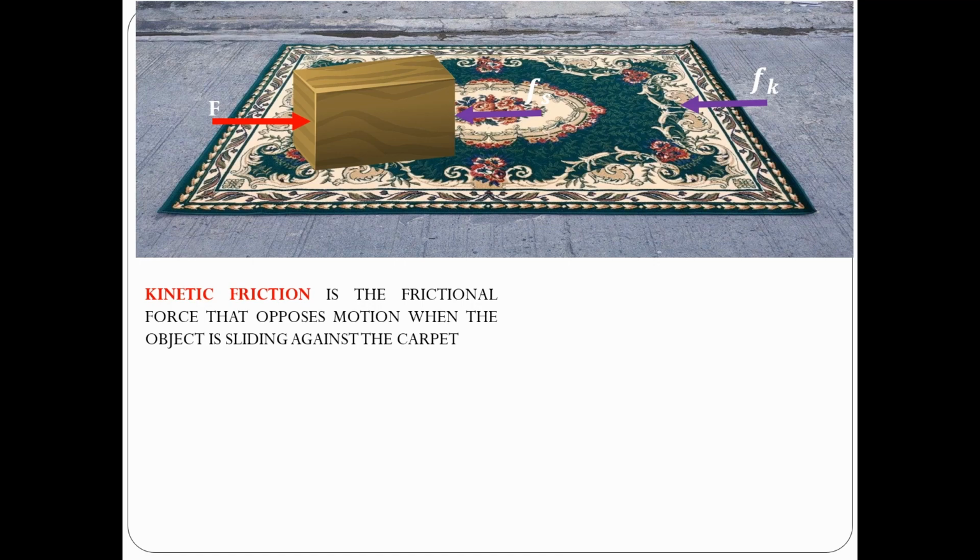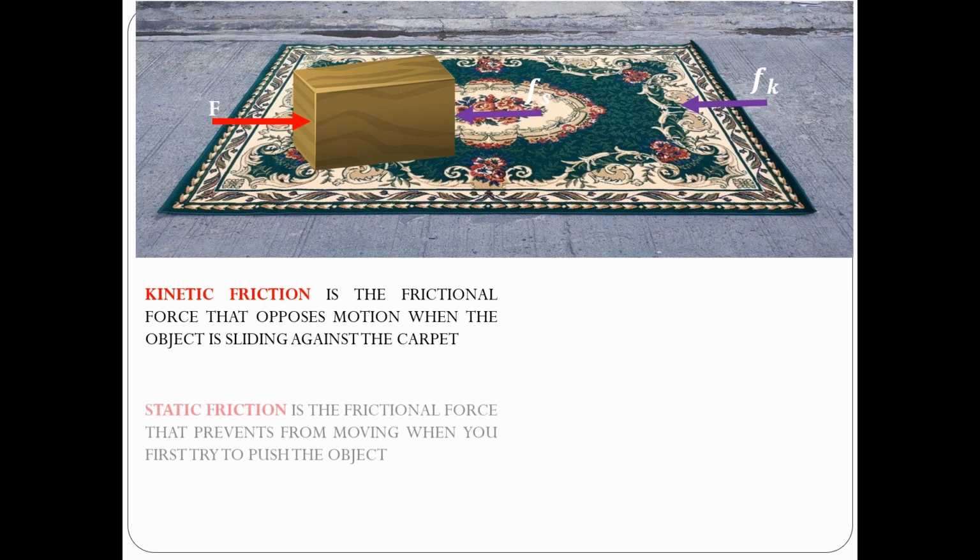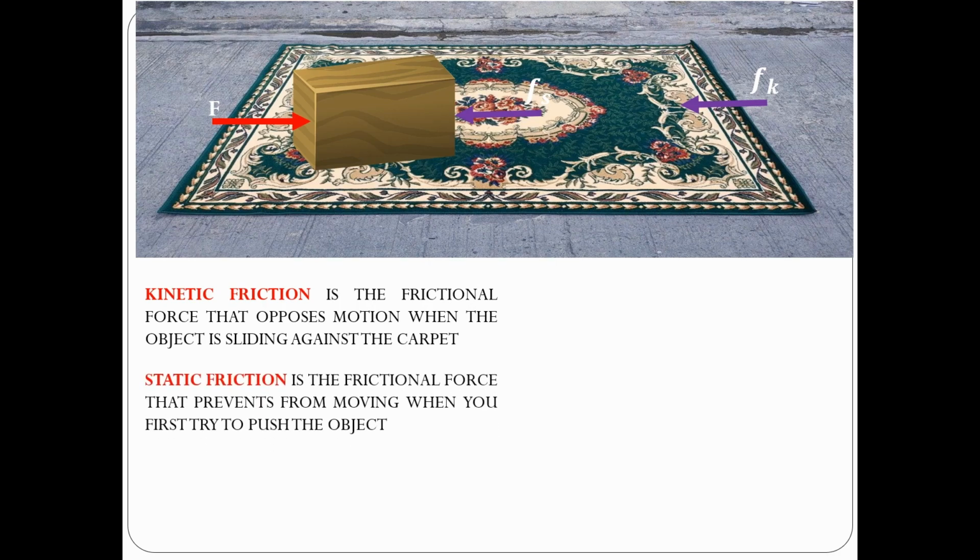The friction force that prevents you from moving it when you first try to push it is called the static friction. The expression for static friction is Fs is less than or equal to μs times Fn. And the expression for kinetic friction is Fk is equal to μk times Fn.